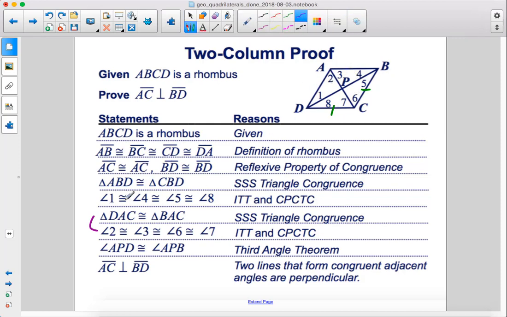Since angle 1 is congruent to angle 4, and angle 2 is congruent to angle 3, we can see from the third angle theorem that angle APD here is congruent to angle APB here. Since the other two angles in these triangles are congruent, therefore the third angles are also congruent. And two lines that form congruent adjacent angles are perpendicular. So AC is perpendicular to BD.